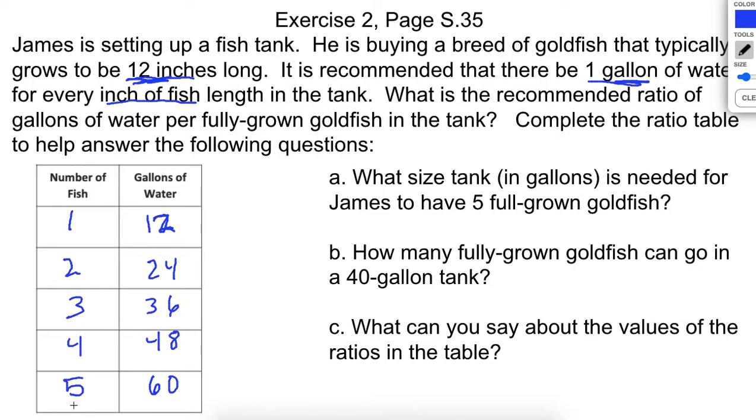Okay, what size of tank in gallons is needed for James to have 5 fully grown goldfish? So if he wants 5 fully grown fish, that's associated right here. He needs to have 60 gallons.